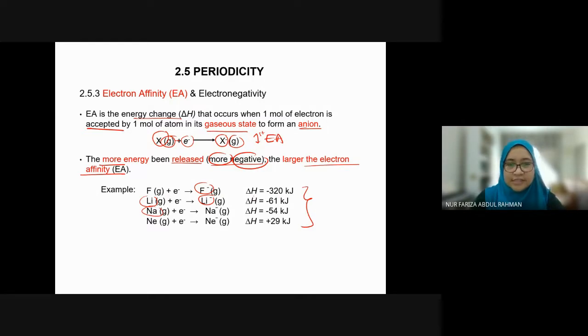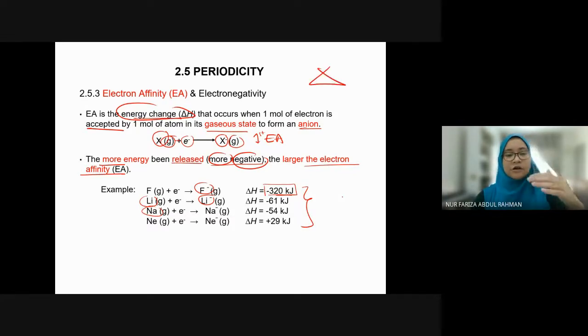As you can see, the fluorine accepts it. When fluorine accepts electron, it releases this amount of energy. Maksudnya banyak dia release. Okay, remember, it's all about energy change. Energy change maksudnya ada perubahan asal kepada perubahan final. Okay, awal dan akhir. Kalau tak, macam mana nak dapat delta?